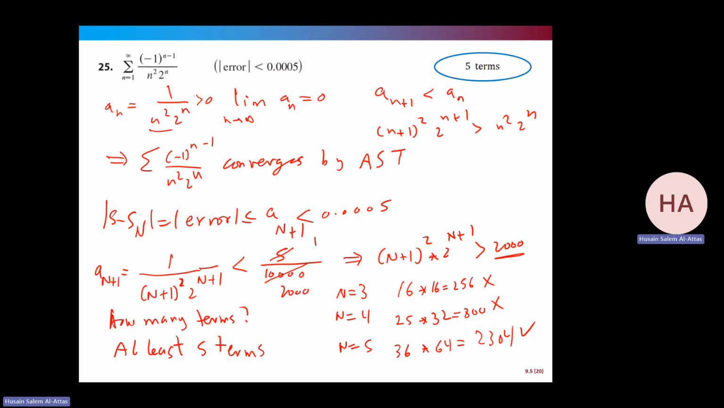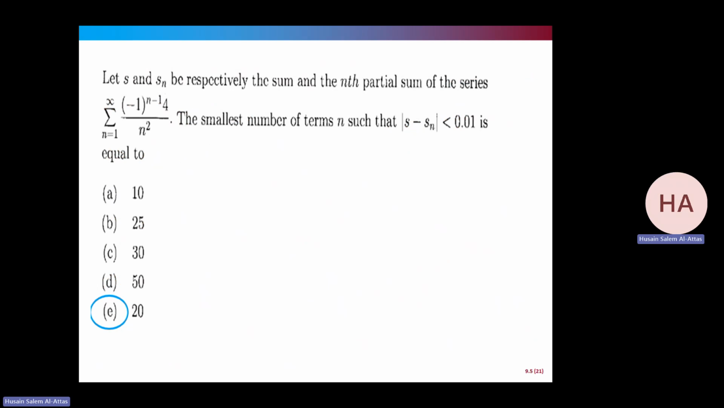At least 5 terms. Okay. Let me go through some of these old exam questions, not covering all, just to see the flavor of this section or this part of this section.